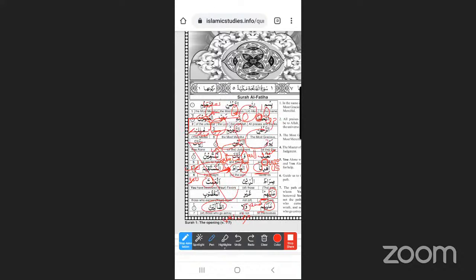In the name of Allah, the most gracious and the most merciful. Alhamdu, all praise and thanks, Lillahi, to Allah, Rabbil Alameen, the Lord of the universe. Ar-Rahman, the most gracious, Ar-Rahim, the most merciful. Maliki Yawmiddin, the master of the day of the judgment. Iyaka, you alone, Na'budu, we worship. Iyaka, you alone, Nasta'in, we ask for help. Ihdinas Siratal Mustaqim, guide us to the path, the straight path. What kind of path? Straight path.